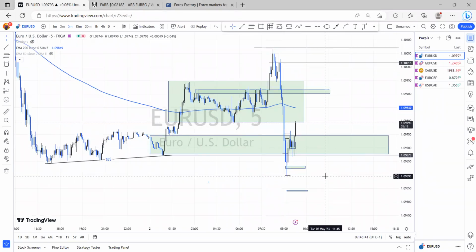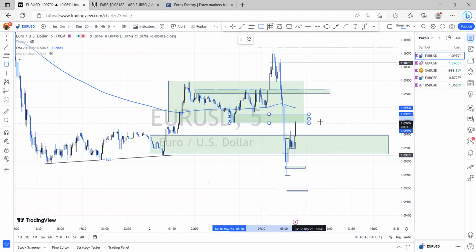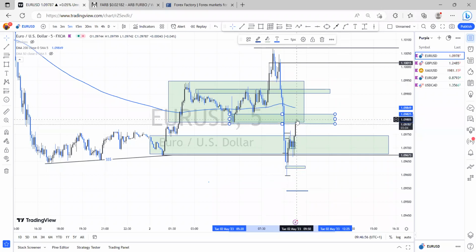Now, if you want to take partials, you can start taking partials because the price is going to start rejecting because of this area. This block here will reject price. Take some profit now.